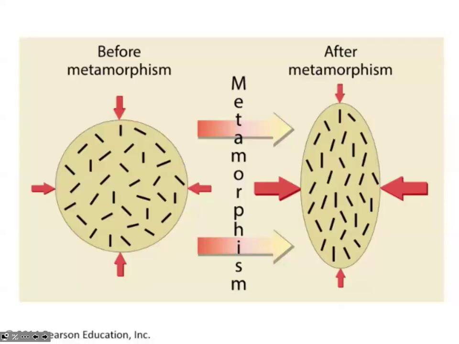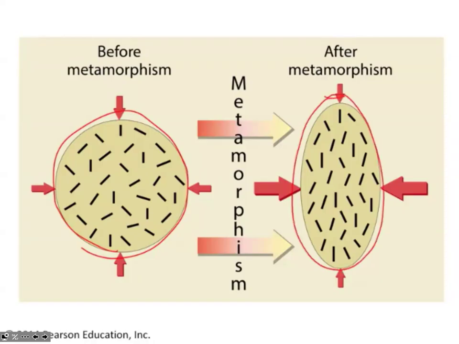So the basic idea here is something like this. Before metamorphism, under differential stress, we have grains at a random orientation. After metamorphism, those grains are dominantly aligned in a new direction, and the overall shape of the rock has changed.